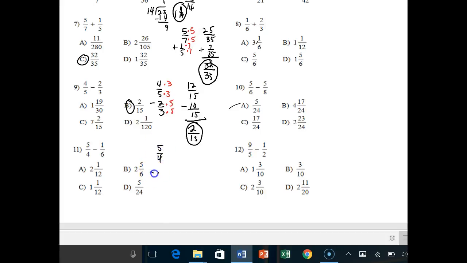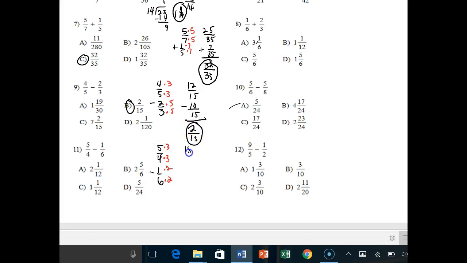Number 11, 5/4 minus 1/6. Now I could do times 4 and times 6, but there's actually a common denominator that's smaller than 24, and that's 12. So I'll do times 3, times 3, times 2, times 2. And again, why I'm doing that is because I know there's a common multiple of 4 and 6, 12, and that's smaller than 24. If I did 24, I could still get the right answer, but I would have to simplify in the end.